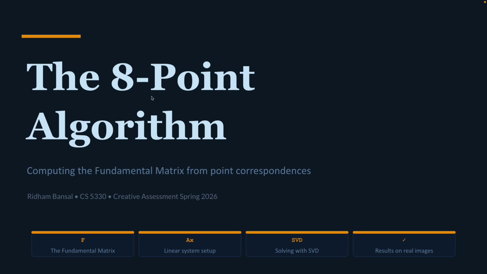Everyone, I'm Ridham. Today I'll be presenting on the 8-point algorithm, how we compute the fundamental matrix from point correspondences. I'll walk through the math, show why each step is needed, and then demo it on both synthetic and real images.